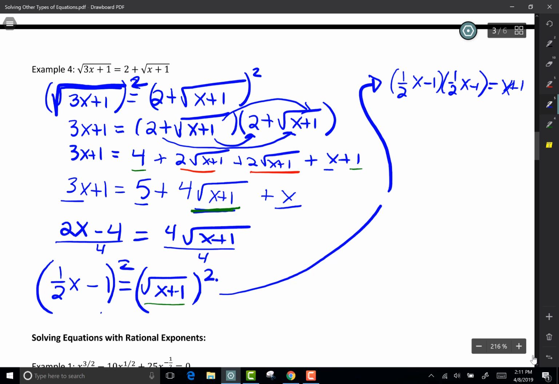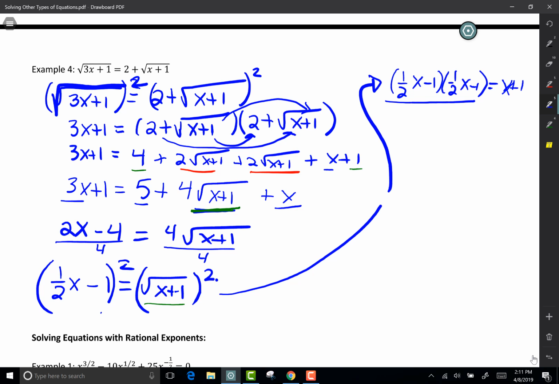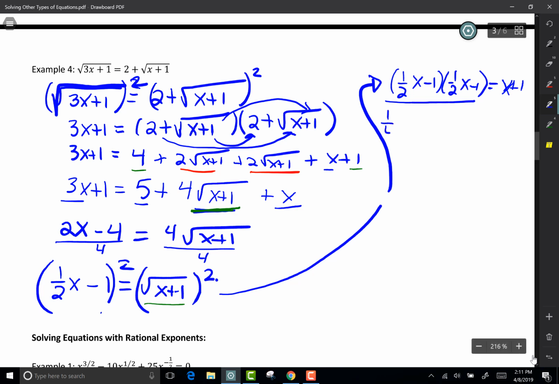Now, when I multiply that out, if you can't do these multiple steps in your head, that's totally fine. So just write out a couple extra steps. But I'm going to FOIL the 1/2 x minus 1 times the 1/2 x minus 1. And I'm going to get 1/4 x squared minus x plus 1 is equal to x plus 1.